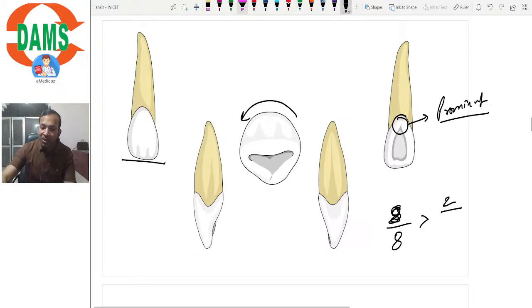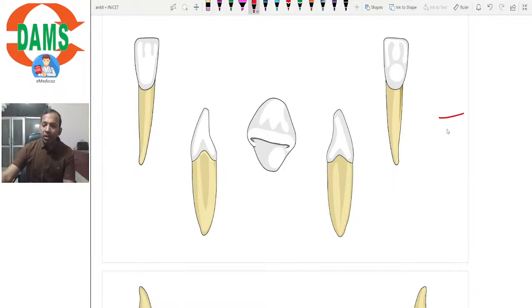It also has a specific groove on its palatal surface, palatogingival groove or palatoradicular groove. This is again a developmental groove that is detrimental. Why is it detrimental? Because it accumulates plaque and is detrimental for the periodontal ligament. ठीक है.